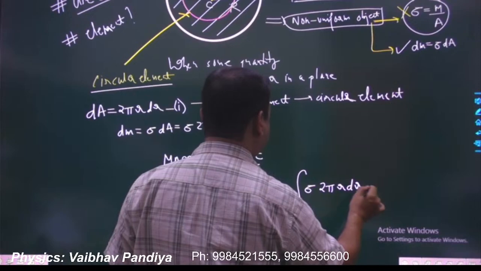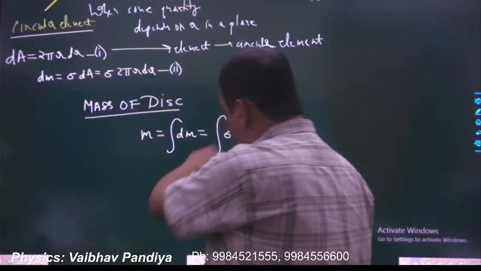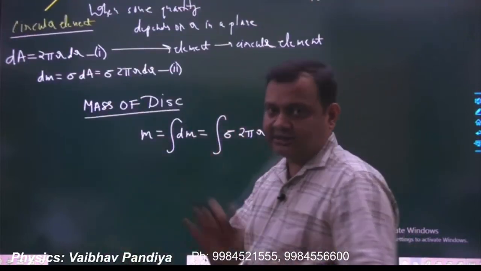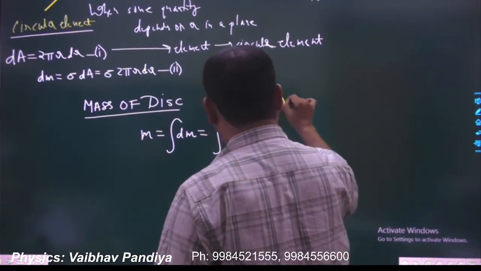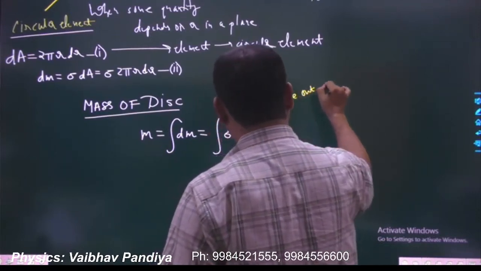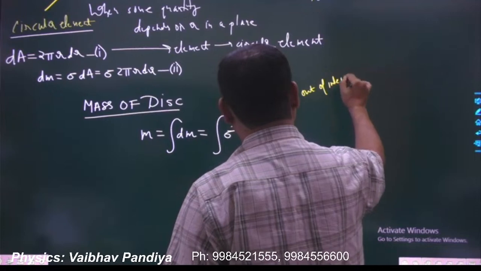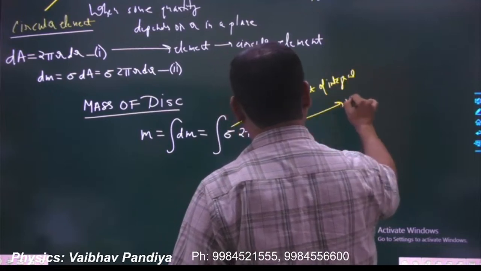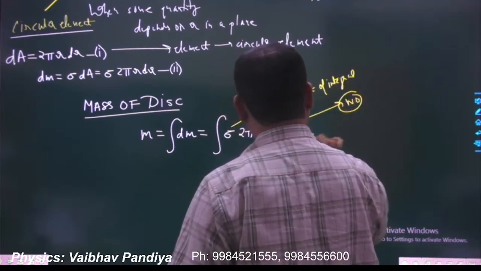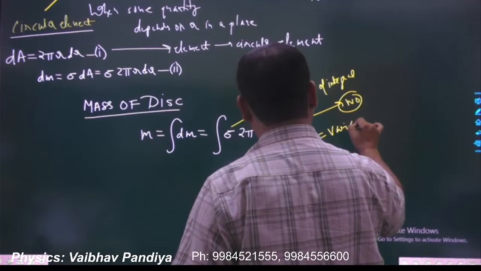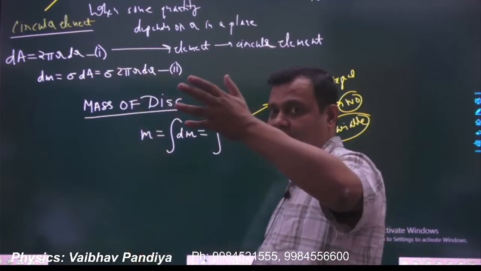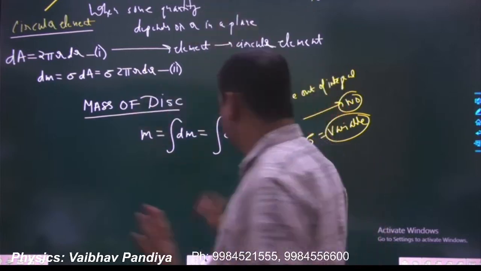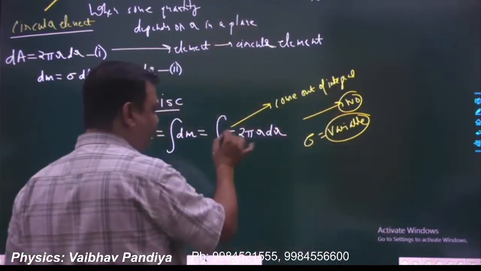Now the question arises, what do you think? Will sigma come out of the integral? The answer is no, because sigma in this problem is variable. This is a very important point. Like lambda, linear mass density, when lambda was variable, it cannot be taken out of the integral. So here also sigma cannot be taken out because sigma is variable.